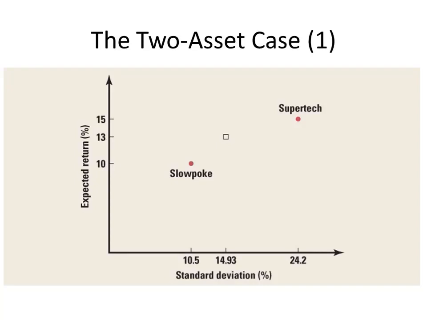The square, which you see somewhere between Slowpoke and SuperTech, is representative of the portfolio we constructed earlier, which was 60% SuperTech, 40% Slowpoke. If you'll notice, the expected return on that portfolio is 13%, and the standard deviation of returns is 14.93%, which is just as we calculated previously.